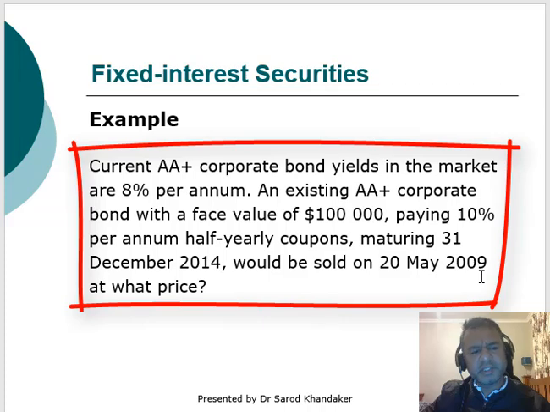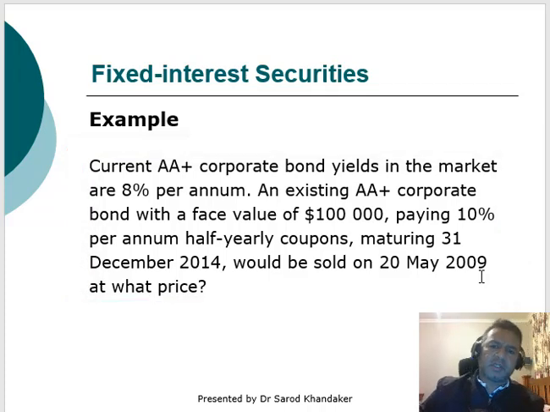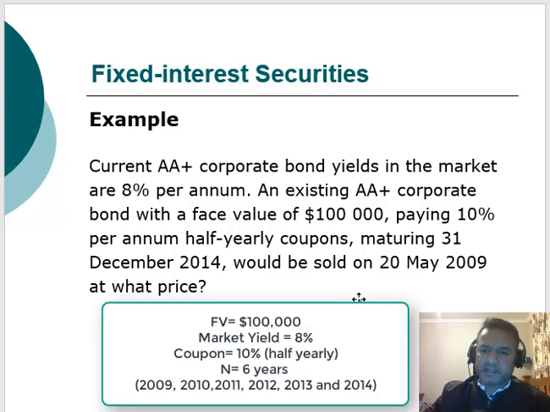So in this example, we can find that the face value of the bond is $100,000. The bond is paying 10% half yearly coupon payment, and the market yield is 8%. However, we do not know the maturity of the bond, or the N of the bond. So we need to determine what the N is.